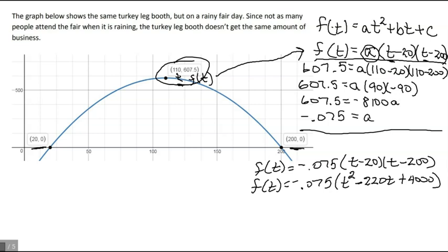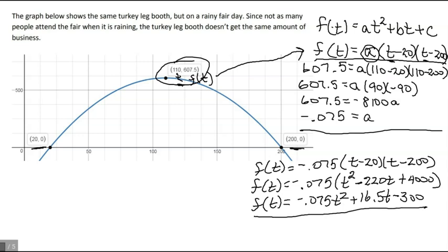And now when I distribute this negative 0.075 to each of the three terms, I end up with f of t equals negative 0.075 t squared plus 16.5 t minus 300. And so that's how we can acquire the standard form of the equation for this function.